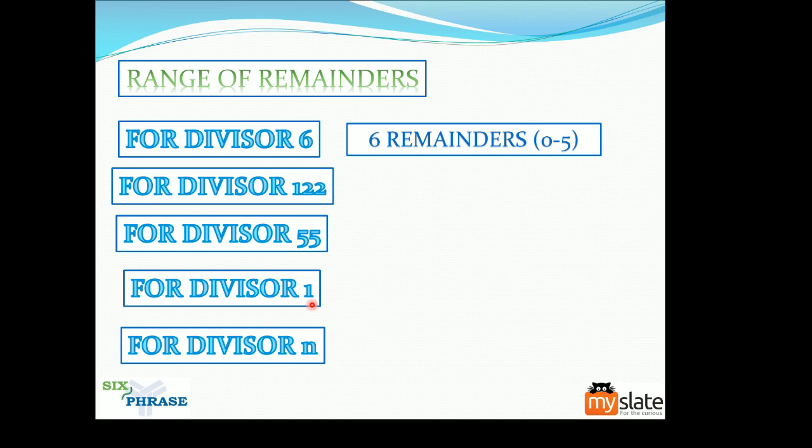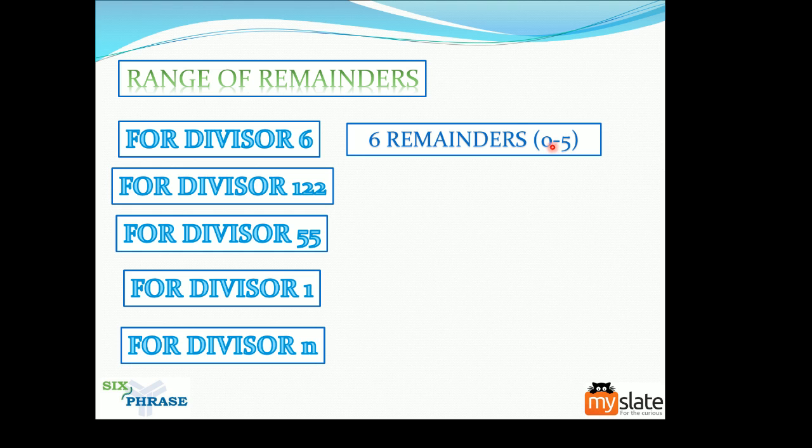So for 6, which is the divisor, there will be 6 remainders. It starts from 0 and ends in 5. This is the range. 6 cannot be the remainder for the divisor 6. 21 cannot be the remainder for the divisor 6. 23 cannot be the remainder. 0 can be the remainder.